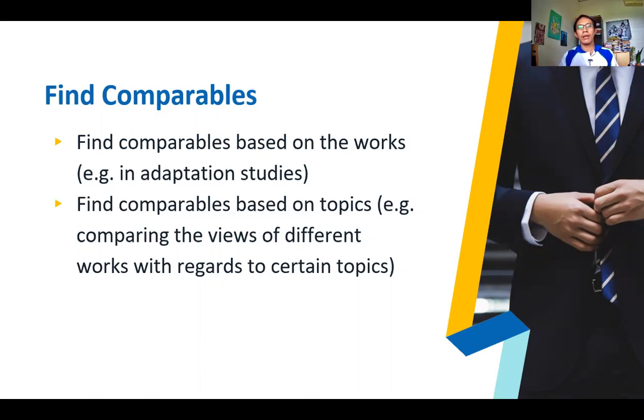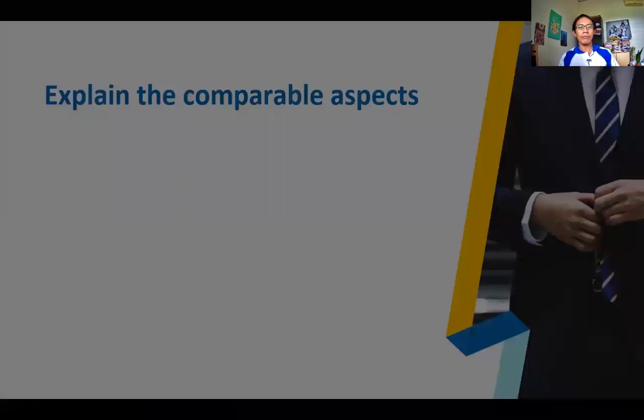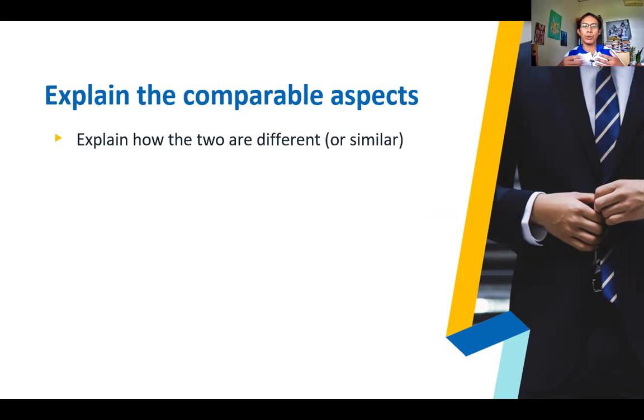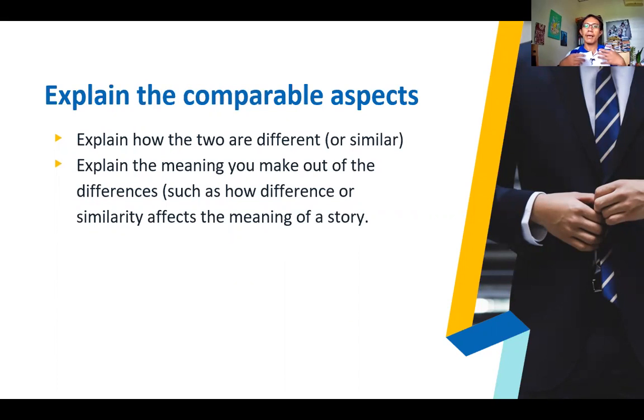The comparison doesn't always have to be between a work and its movie adaptation, but it can also be between different works. That's why you will also find similarities when you do a descriptive comparative study. And how do you explain the comparable aspects? First of all, you will need to show how they are different or how they are similar. That's the first thing. And then after that, you explain the meaning of these differences or similarities.